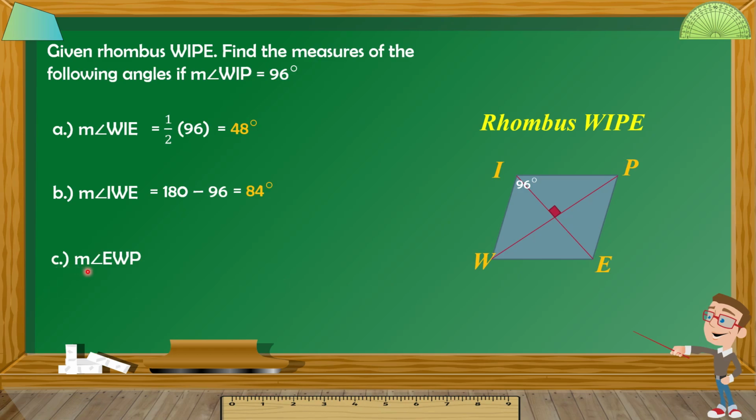And letter C, measure angle EWP. Ito yon, EWP. So, hinahanap natin itong kalahati dito, kalahati nung angle W. So, since nakuha natin si angle IWE or yung angle W natin na 84 degrees, then hahatiin lang natin yon. So 1/2 ng 84, that is equal to 42 degrees. So ibig sabihin yan, itong angle dito na kalahati ay 42 degrees lang siya.